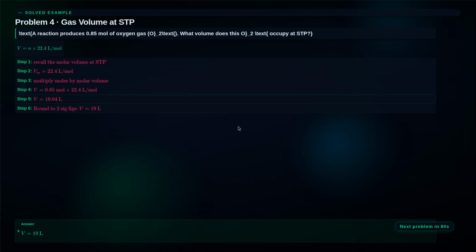Step 3. Apply the mole ratio. Moles of H2 equals 2 times moles of O2, which is 2 times 0.5, or 1 mole of H2. Step 4. Convert to grams. Molar mass of H2 is 2.02 grams per mole. Mass equals 1 mole times 2.02 grams per mole, which equals 2.02 grams. Final answer. 2.02 grams of hydrogen gas react with 16 grams of oxygen to form water.